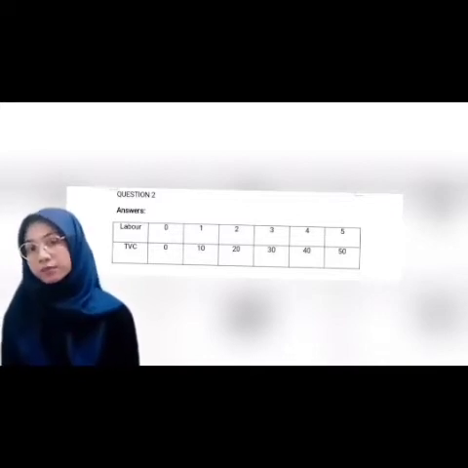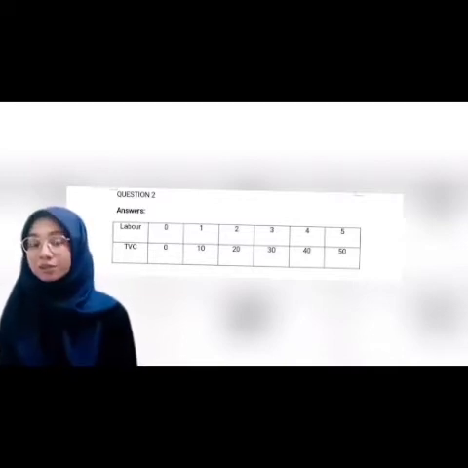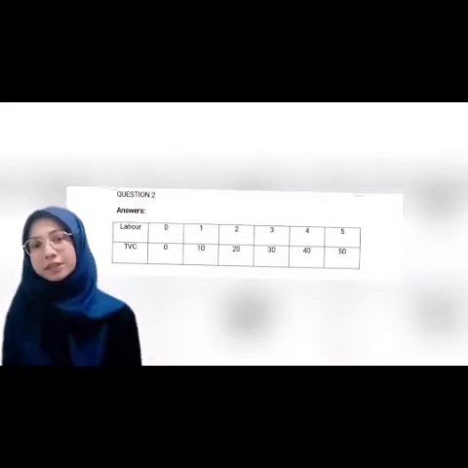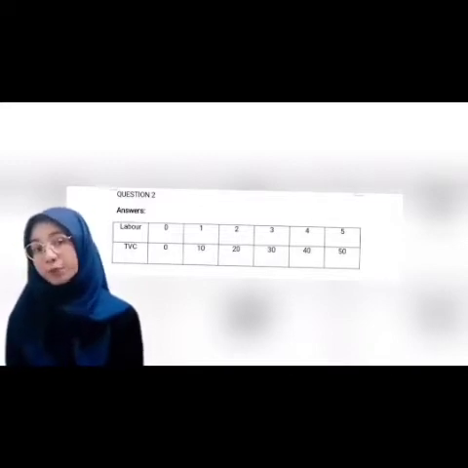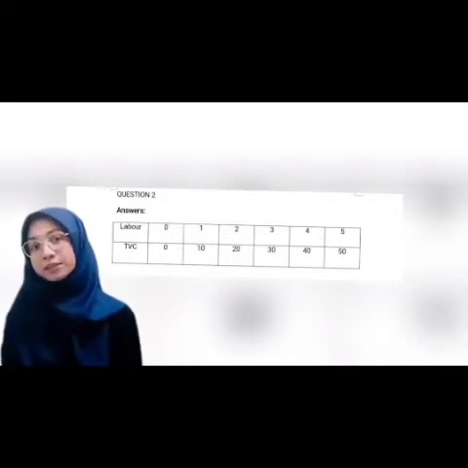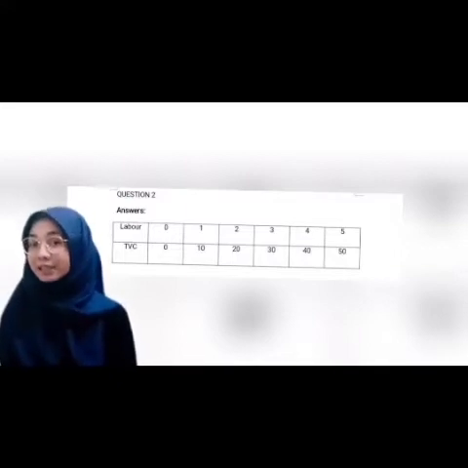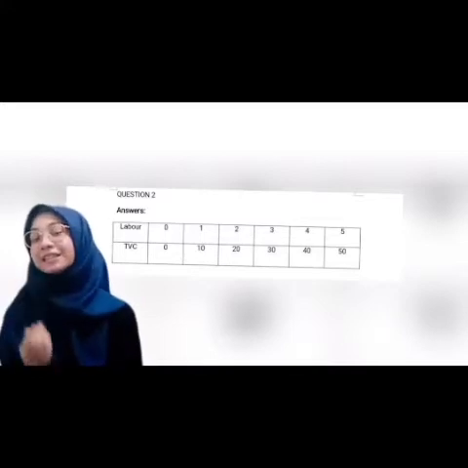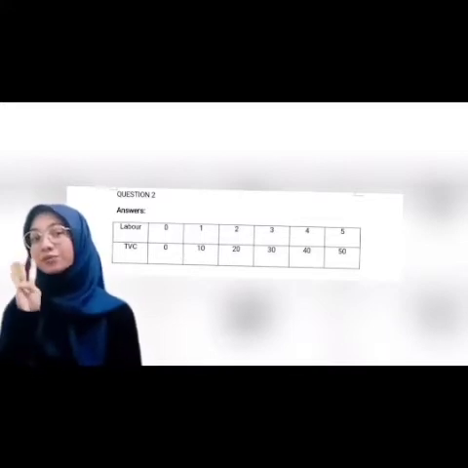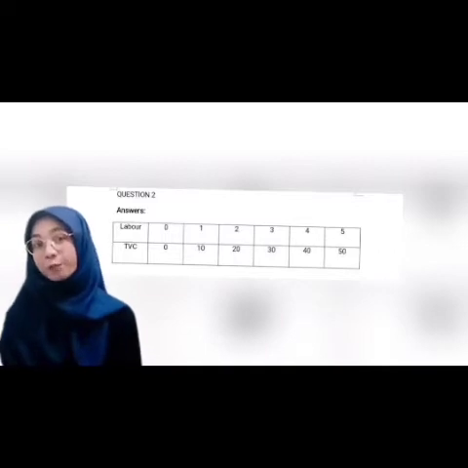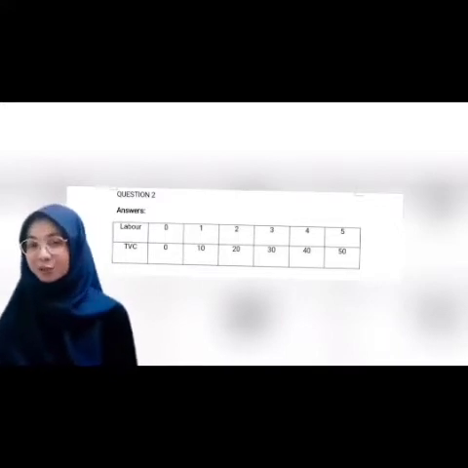The first column for the TVC is also 0 because when Q equals 0, TVC will also become 0. TVC is computed starting from when labor is 1. When output is 1, the TVC becomes 10, which is the wage rate of 10 ringgit per hour. When output is 2, TVC is 20. When output is 3, TVC is 30. When output is 4, TVC is 40. And when output is 5, TVC is 50. We can conclude that when output increases, TVC will also increase.